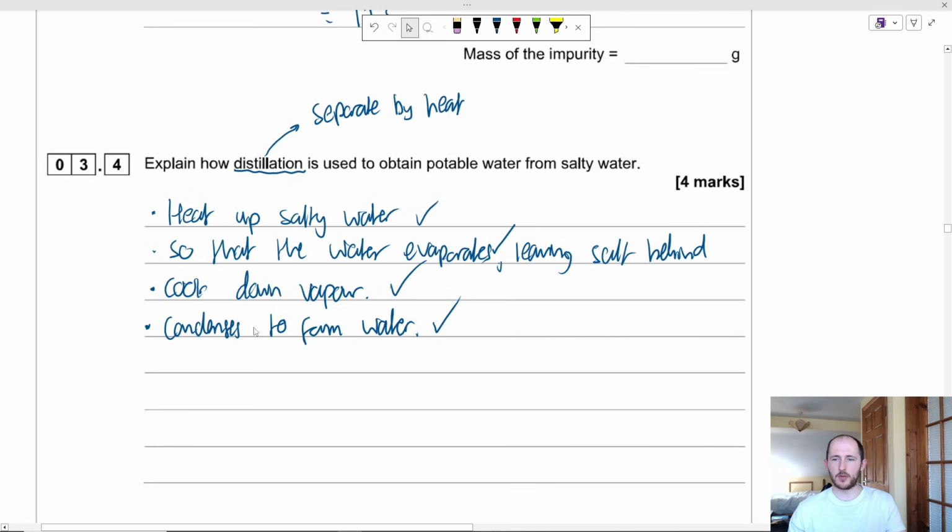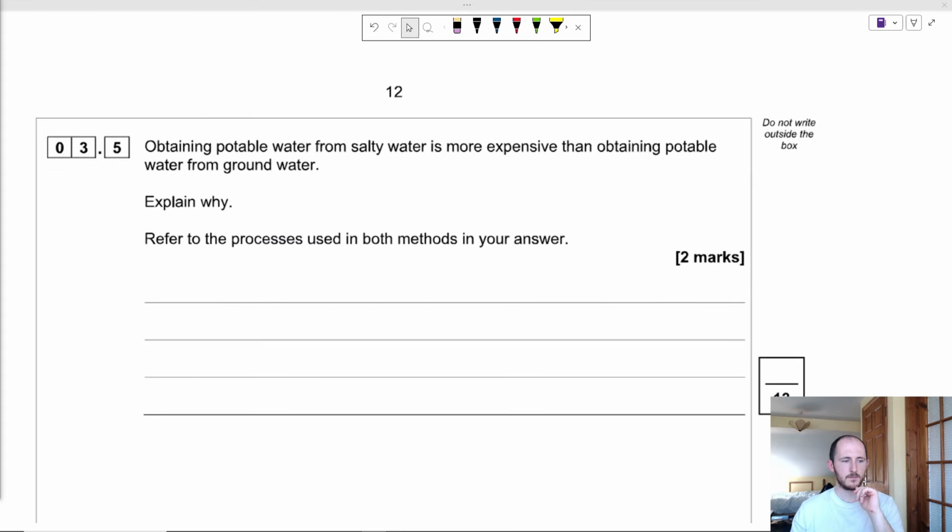Okay? So the reason why this might look weird, because these aren't whole sentences, right? Cool down vapor, condense to form water. The thing is, if you wrote this in full sentences, this is where you're getting the marks from. So you can just write it as a bullet point. It's a lot quicker and a lot easier. Okay? But if you want, you can add a few extra words to make them complete sentences if you'd like.